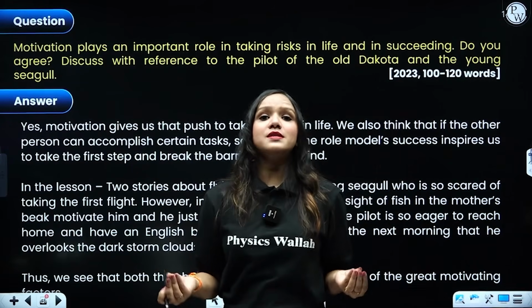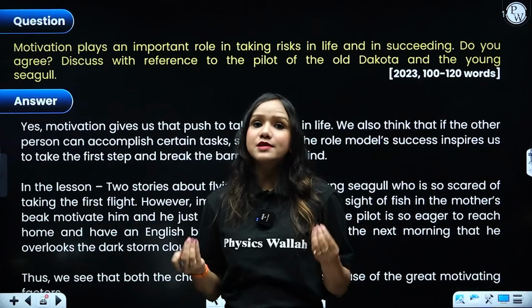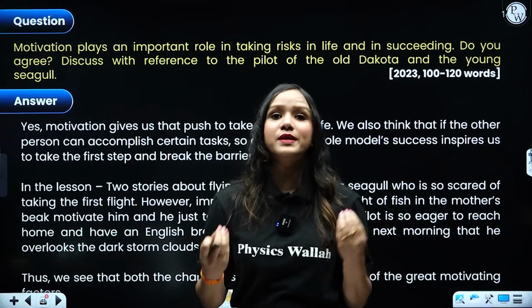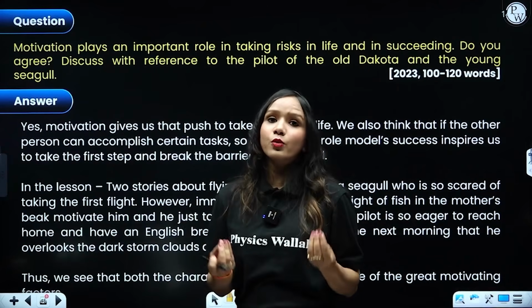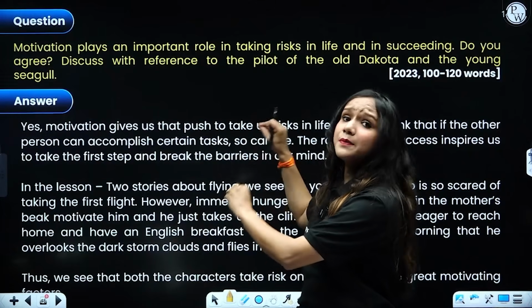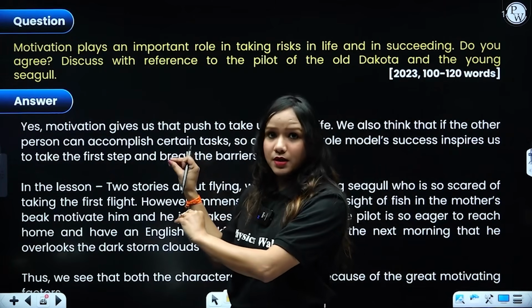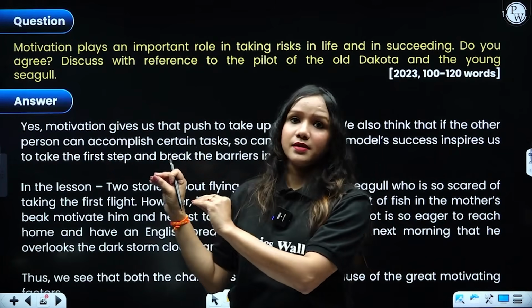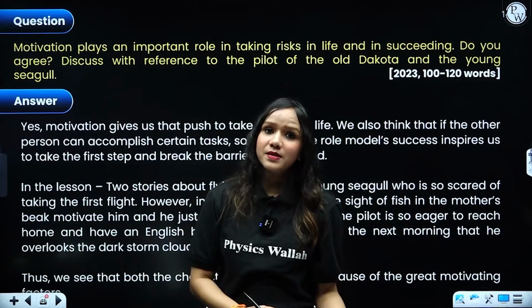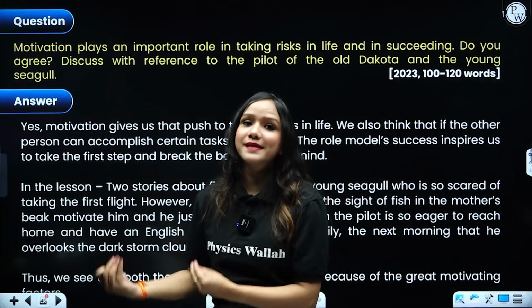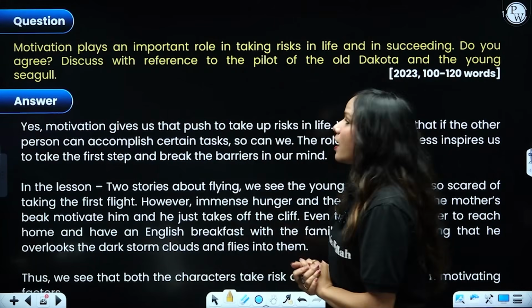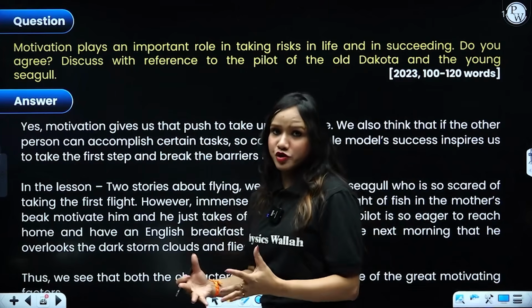Motivation is the only factor that has really pushed the young seagull to take his first flight, and motivation is the only factor that has helped this pilot of Old Dakota plane DA-088 come out of that stormy weather and reach his destination eventually. Let us see how. Yes, motivation gives us that push.